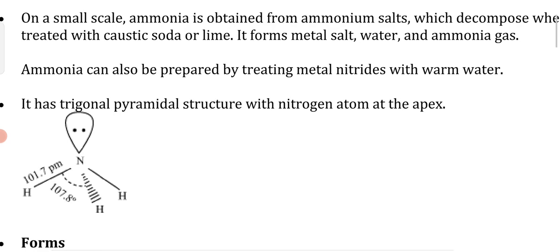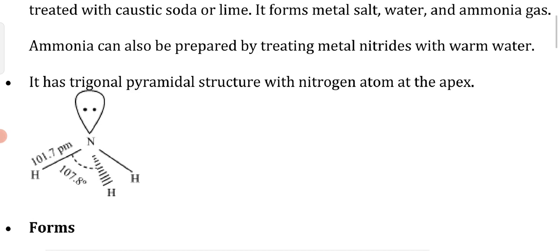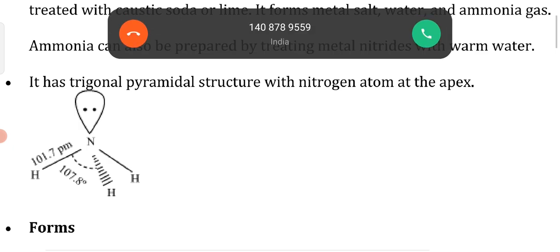Okay, and it has a trigonal pyramidal structure with the nitrogen atom at the apex. This is the structure of ammonia. So in ammonia, 3 bonds are there. If we see from VSEPR theory, nitrogen, as it is the central atom over here, has 5 electrons. So 3 hydrogens will share a maximum of 3 electrons. So 5 plus 3, total 8 electrons are there. So there will be 4 electron pairs.